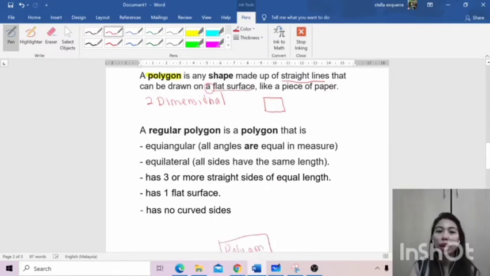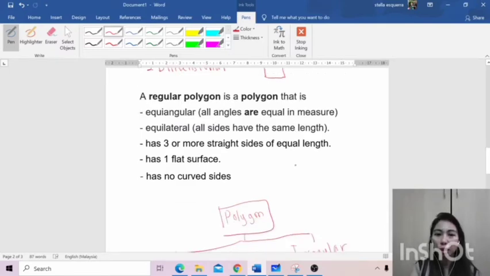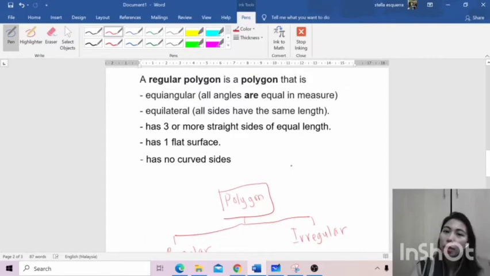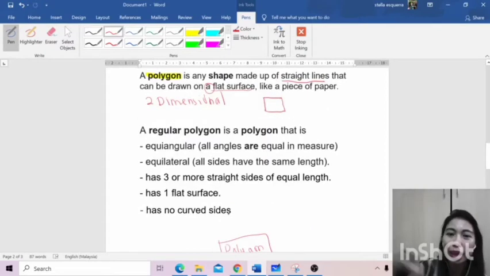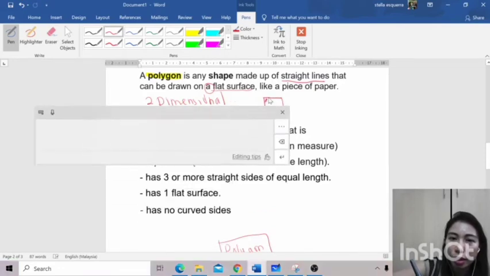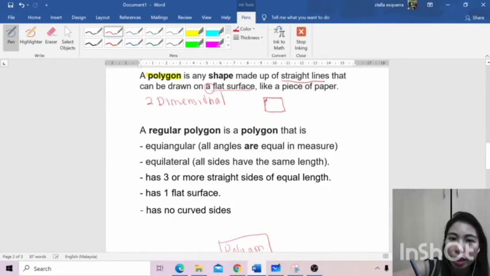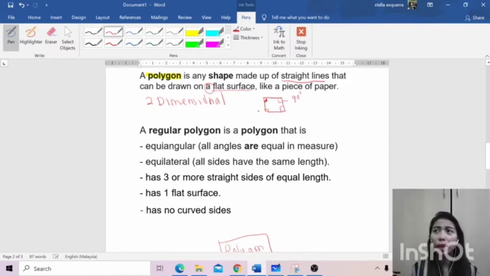For a regular polygon, all angles are equal in measure. What are angles? Angles means sudut. This is the angle: these two straight lines make the angle. So this angle here and this angle, all the angles, have the same measure. If it's 90 degrees, all are also 90 degrees, all the same angle. The distance from one line to the other lines is equal.